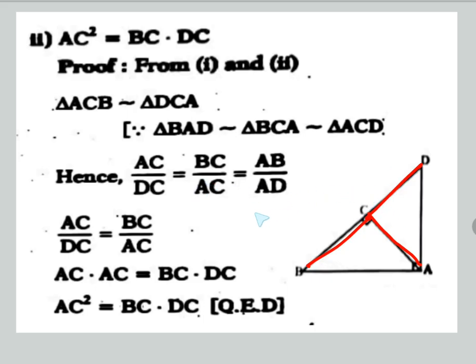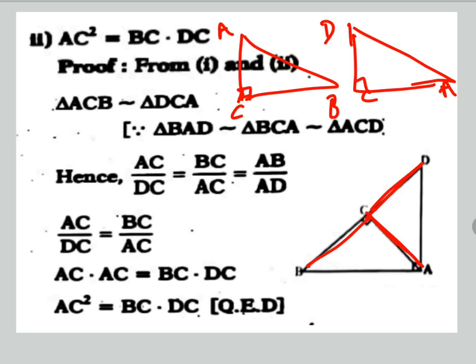Already we proved. From this we can write AC by DC is equal to, I will write these two triangles separate. Now observe this.